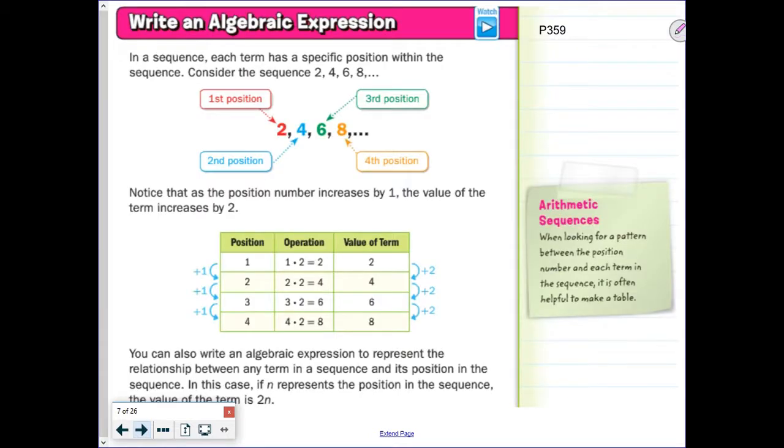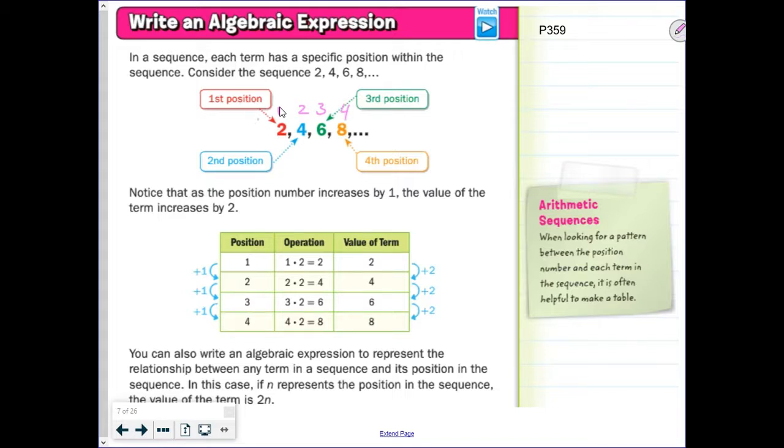Here on page 359, it wants us to take a look at sequences a little bit differently. It wants us to come up with algebraic expressions that will describe the sequence. In a sequence, each term has a specific position within the sequence. Consider the sequence 2, 4, 6, 8. The 2 is in the first place in that sequence. The 4 is in the second place. The 6 is in the third place. And the 8 is in the fourth place.